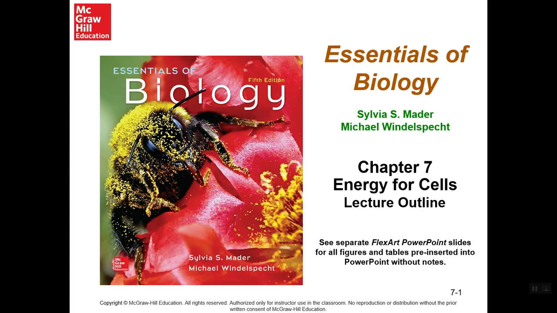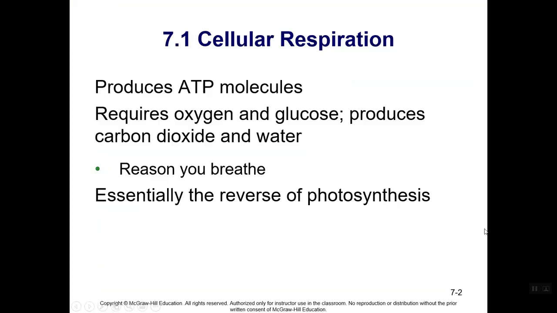Hey everyone, this is chapter 7. This chapter is titled Energy for Cells and covers the process of cellular respiration. So cellular respiration is a process that allows cells to make ATP in the mitochondria.